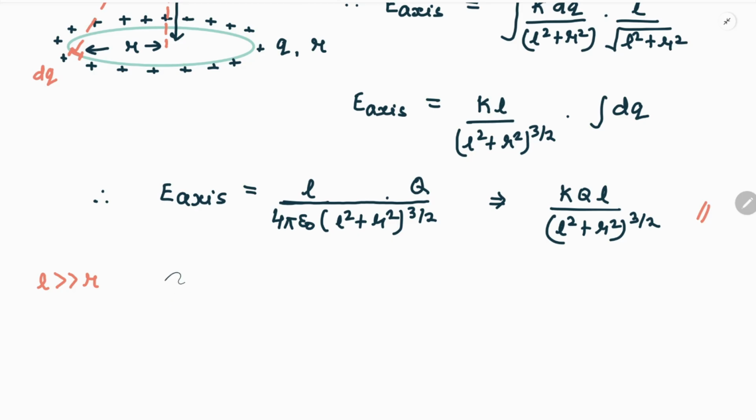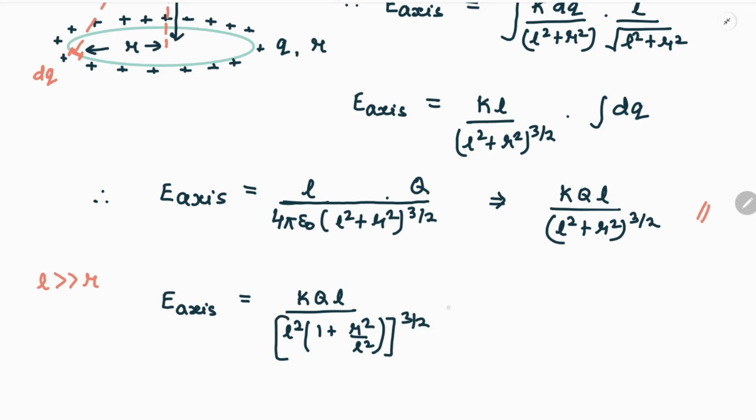But we need to say this mathematically as well. So for L greater than R, we can say E on the axis of the ring can be written as KQL, and over here if we take L square common, then we can take it as 1 plus R square by L square to the power 3 by 2, which on solving we have KQ by L cube into 1 plus R square by L square power 3 by 2, and we have a term of L up there.